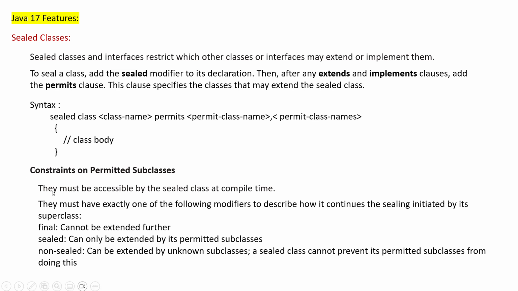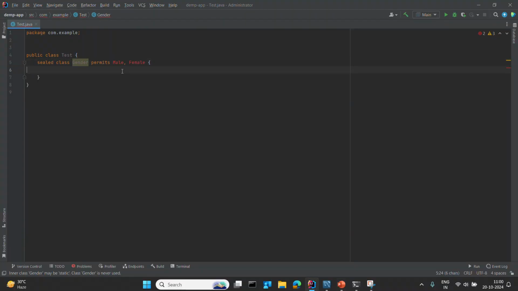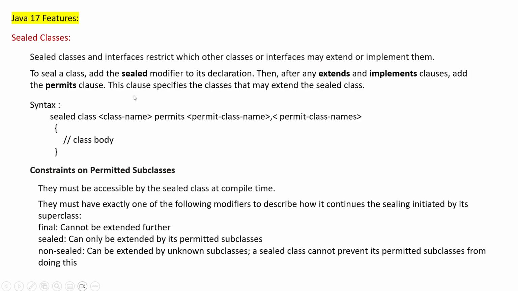Now let's understand the constraints. They must be accessible to the sealed class at compile time. You can see here I have not declared the Male and Female classes, that's why I'm getting a "cannot resolve symbol" error. If I declare those classes, I will not get any error here. That means at the time of compilation, we need the Male and Female classes.